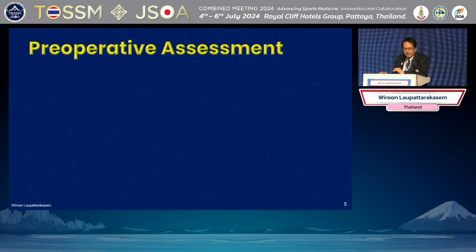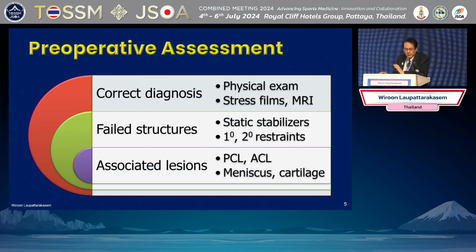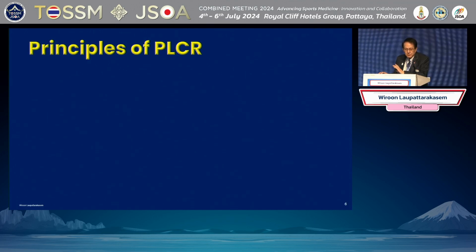By preoperative assessment, we will perform physical examination, stress films, and MRI to get the correct diagnosis of the failed structure, which can be the primary or secondary restraints of the static stabilizers mentioned above. And don't forget to find the associated lesions. Mostly these will be PCL, ACL, meniscus, and cartilage. We must address these also.